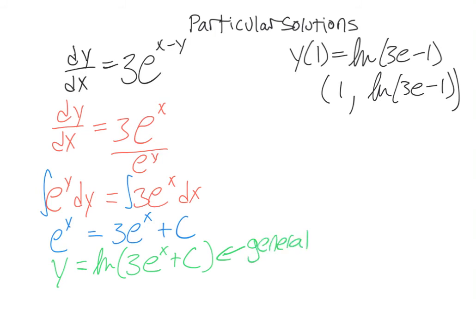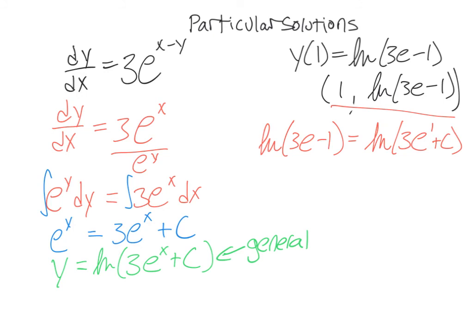That's where we stopped in the other problems. For the particular solution, I'm going to use the points that we were given. And I'm going to rewrite this to solve for c first. So ln of 3e minus 1 is equal to ln of 3e to the 1 plus c. And you might see based on this that c would have to be -1 to make this work. So my particular solution is going to be y is equal to ln of 3e to the x, and then c was -1.